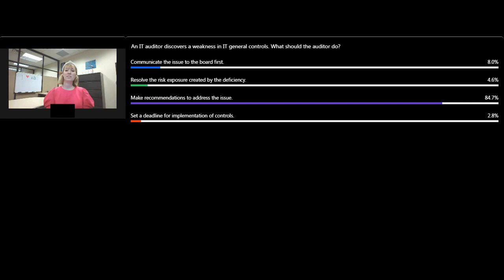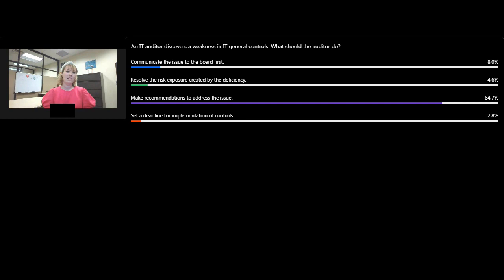Answer A is clearly incorrect. We would not communicate the issue to the board first. That would violate our standards. We have to first communicate with management before we go straight to the board for many reasons. First of all, from a relationship standpoint, it would be horrible for us to go to the board before we talk to management. Second of all, we need to validate the issue before we present it to the board. And so validating the issue would require talking to management.